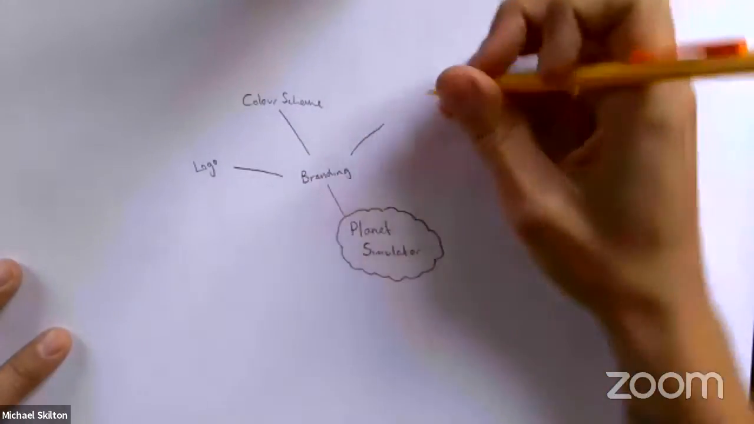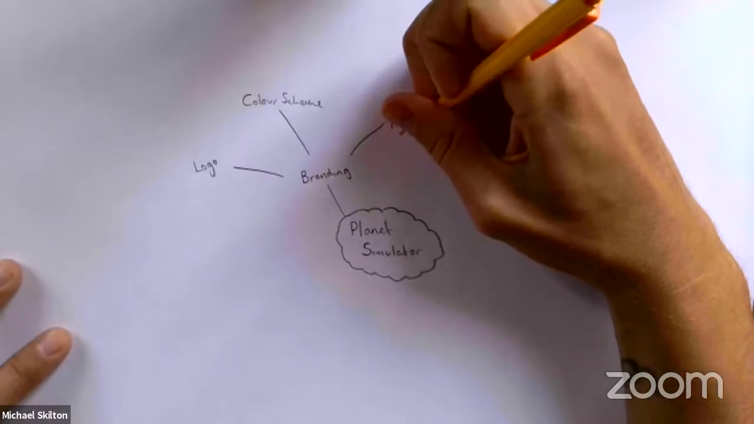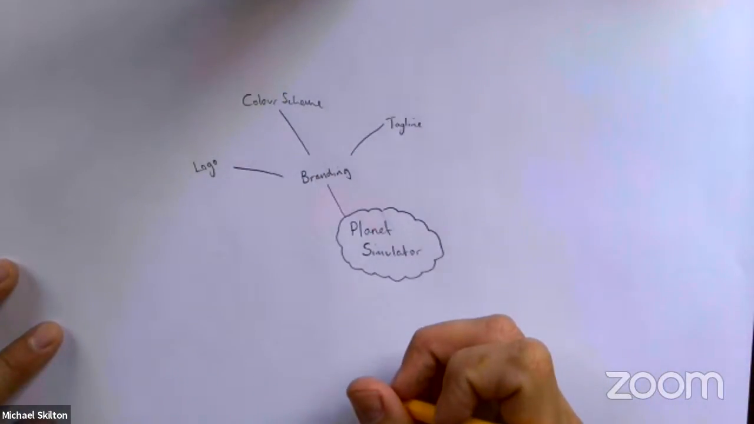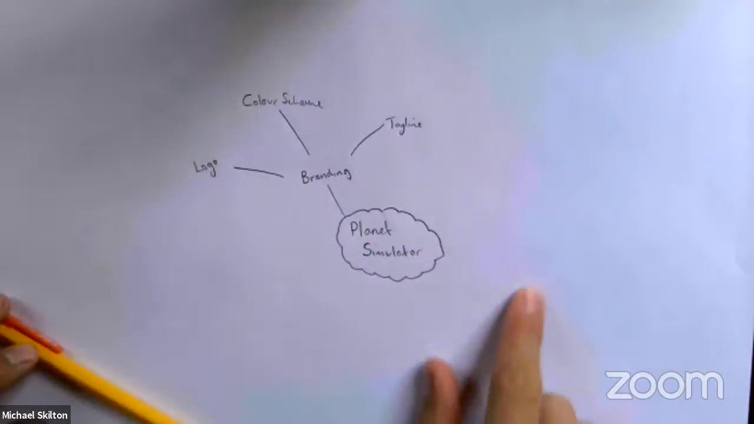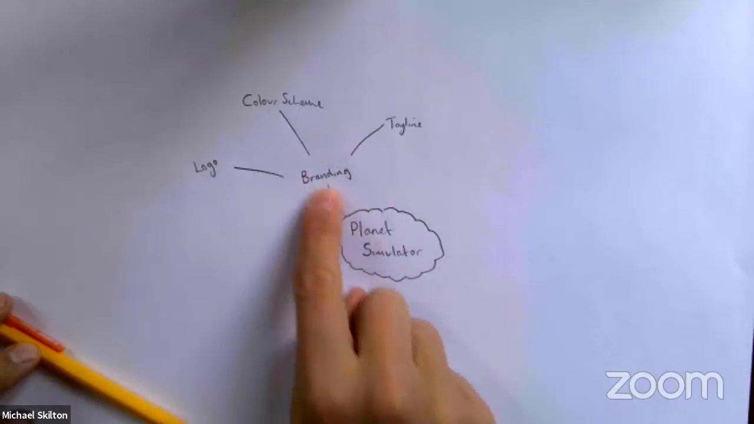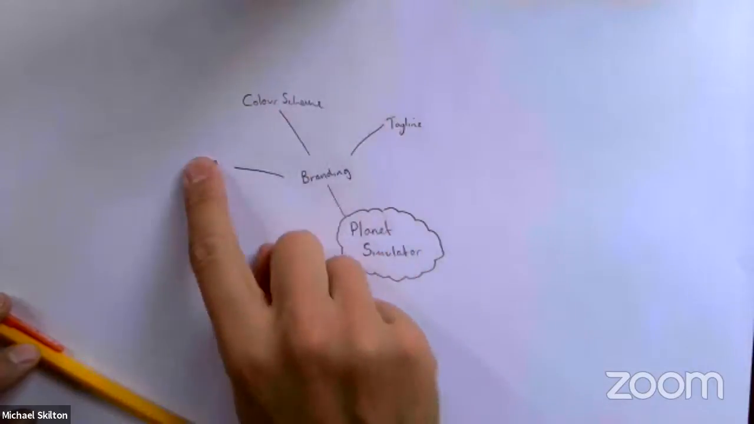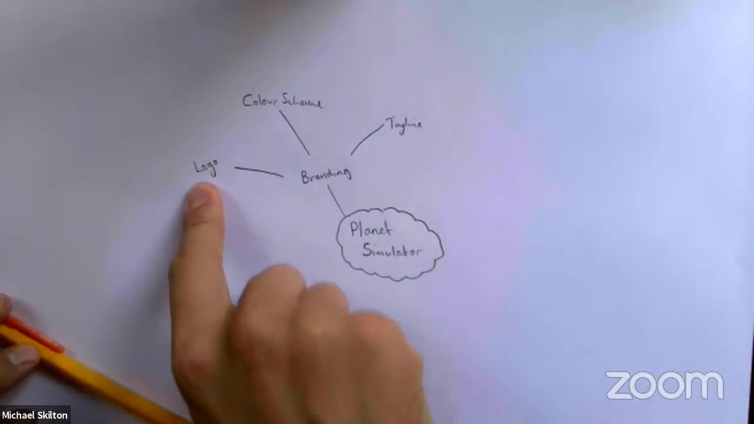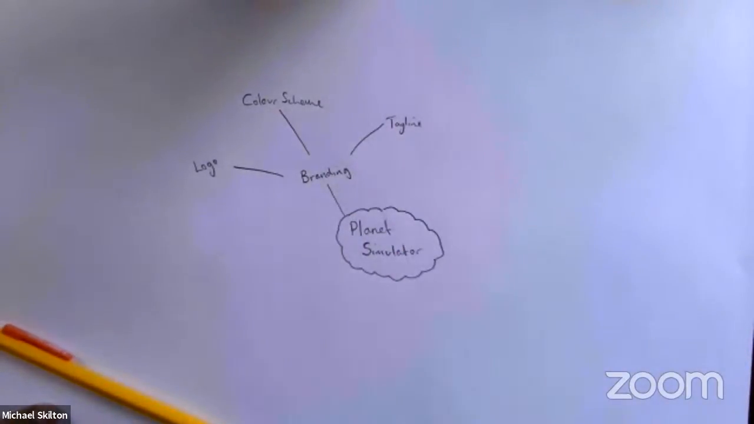And we're going to design the tagline for this game. Okay, so hopefully, guys, what you've got so far is simply the beginning of some ideas for Planet Simulator. We've got one node coming off on a branch called branding, and then we've got three sub nodes coming from this branch called logo, color scheme, and tagline. Okay, because it's on these three things that we're going to focus on today.